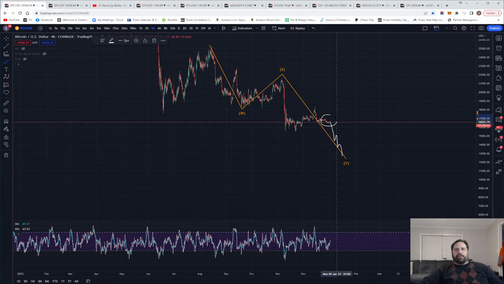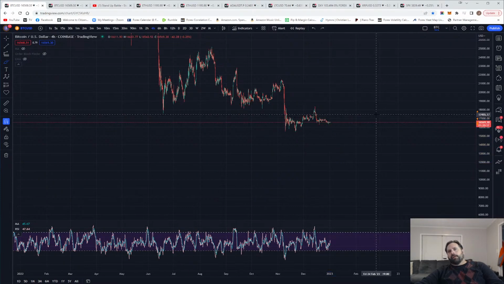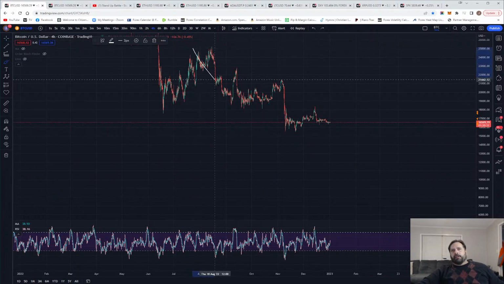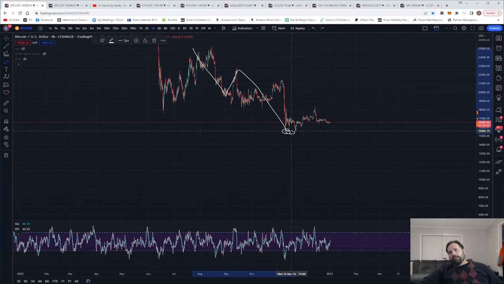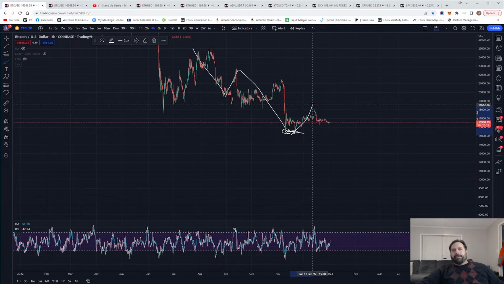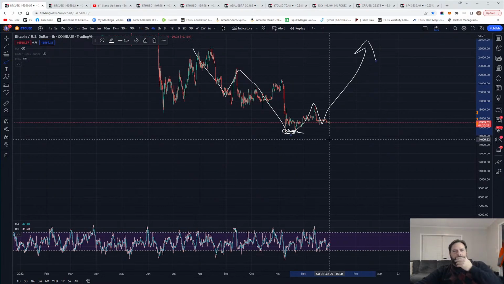I don't like this structure for this count. I don't think this count really flies. I don't think what's happening right here jives with what I would expect to see. Okay. So I'm actually more inclined to this being a finished 3-wave structure here. Found a bottom right here. Now this is the beginning of something new to the upside. Okay, that large move that we're seeing. That's my take on that.